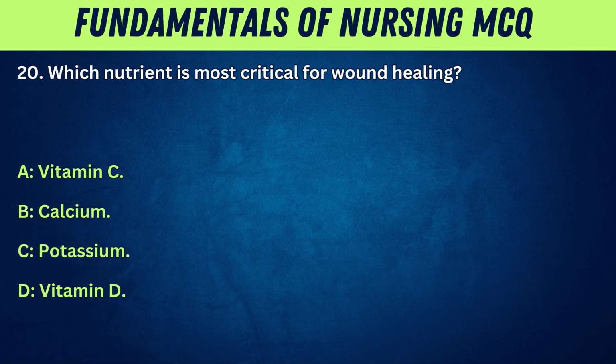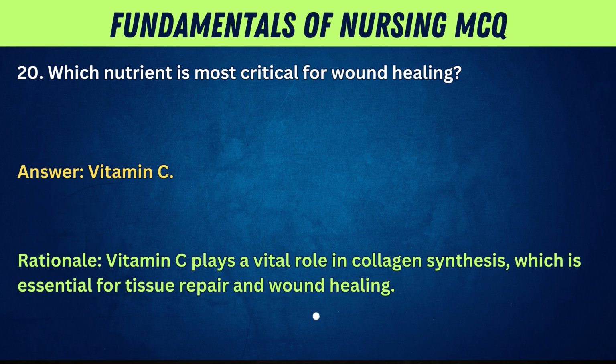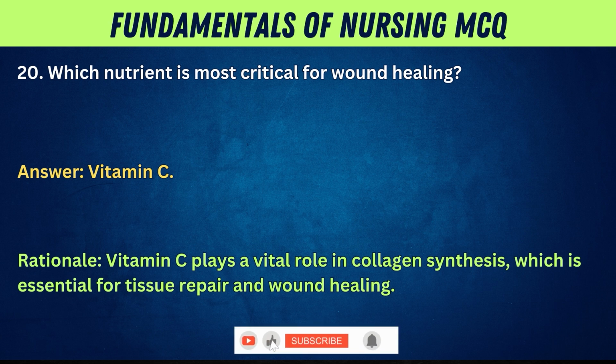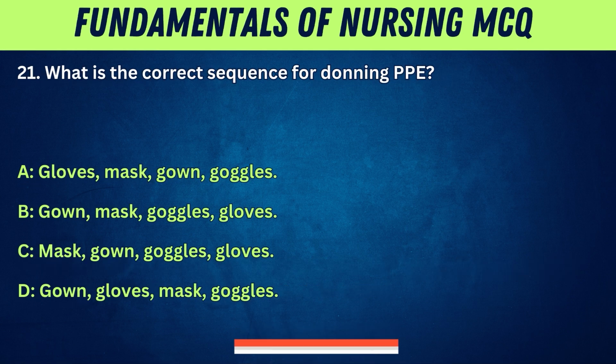20. Which nutrient is most critical for wound healing? A. Vitamin C. B. Calcium. C. Potassium. D. Vitamin D. Answer: vitamin C. Rationale: vitamin C plays a vital role in collagen synthesis, which is essential for tissue repair and wound healing.